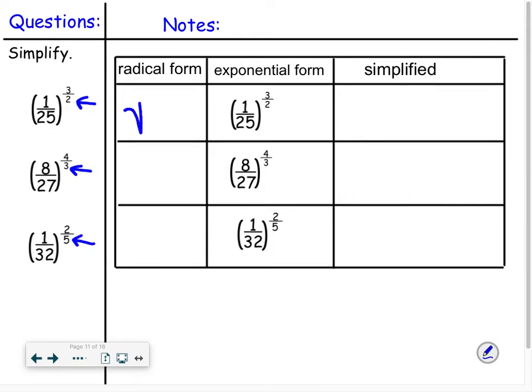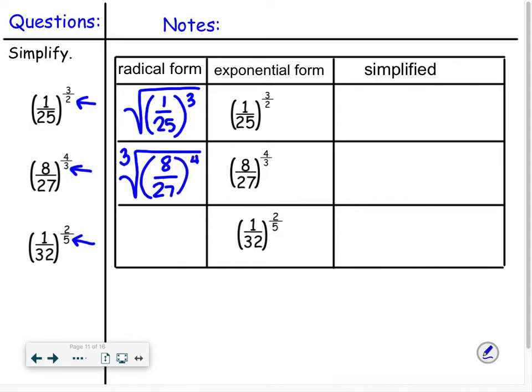So this is a square root, so just in radical form, square root of 1/25, and keep the 3, third power. Bottom number's a 3. Cube root, 8/27. Keep the top number to the 4th power. 5th root, 1/32. Keep the top number to the 2nd power. I'm not going to simplify from that radical form. Leave that radical form alone. That's just for if you're being asked to take something from exponential form and write it in radical form.